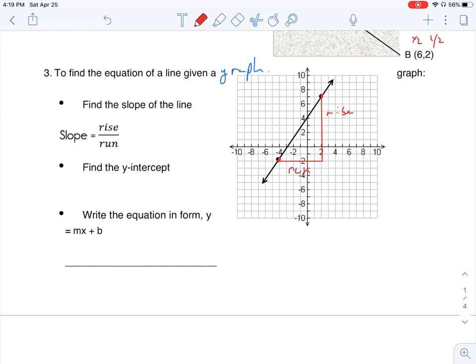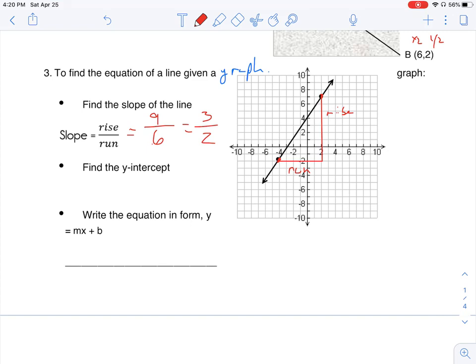So what is the rise between these 2 points? Well, if we count this out, it's at 7. These are all in increments of 1. So if I count how many units, it went up 1, 2, 3, 4, 5, 6, 7, 8, 9. So the rise in this case is 9. And my run moved to the right, positive 1, 2, 3, 4, 5, 6, which would be 6. We can then reduce that to 3 over 2.